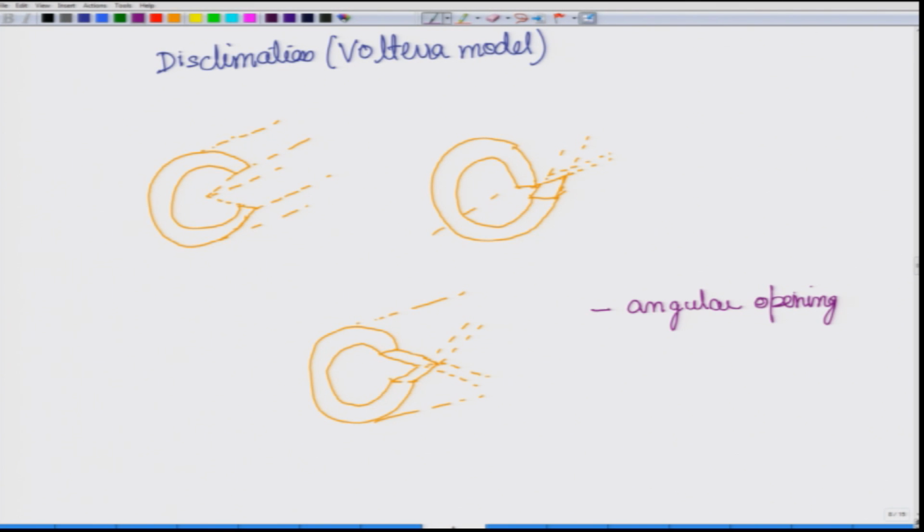And now, in retrospect, we know that these are a different kind of defect, which is called disclination, and the first three that we described are a different kind of defect, which is dislocation. So, let us summarize what the differences are.